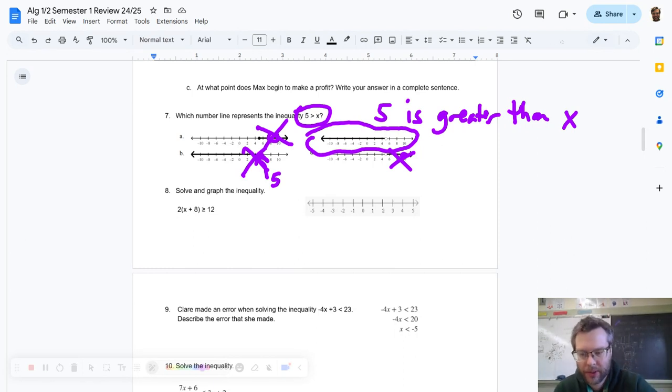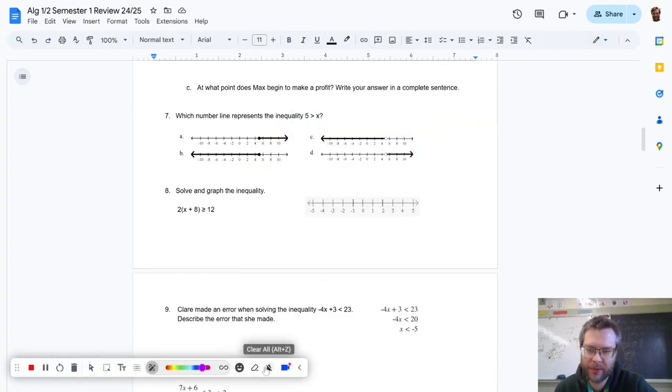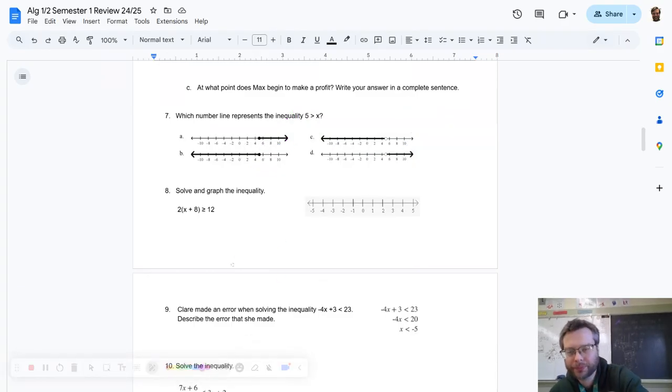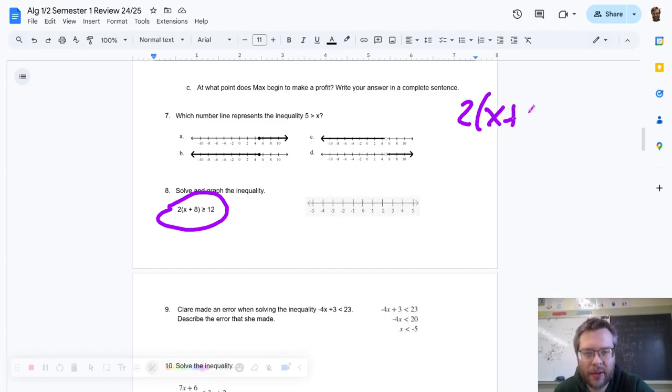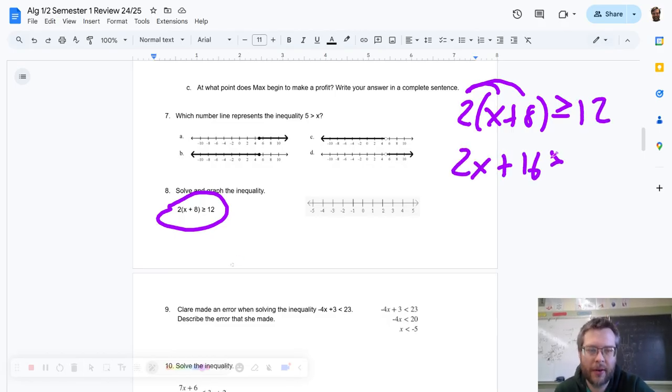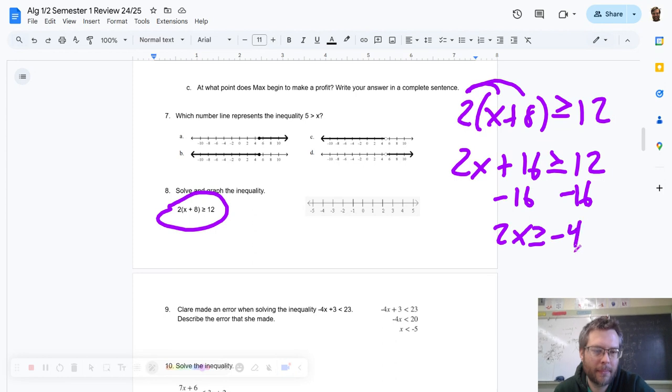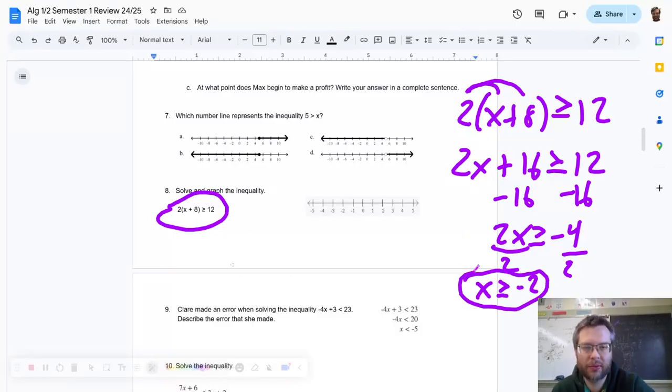All right, one more here where we have to solve it first and then graph it. There's two different ways you can do this. So if you look at this problem, here's kind of option one. The number in front of the parentheses gets distributed. So 2 times x, 2 times 8. There you go. Now we want to get x by itself. So we subtract 16, and then we divide both sides by 2. We get x is greater than or equal to -2.